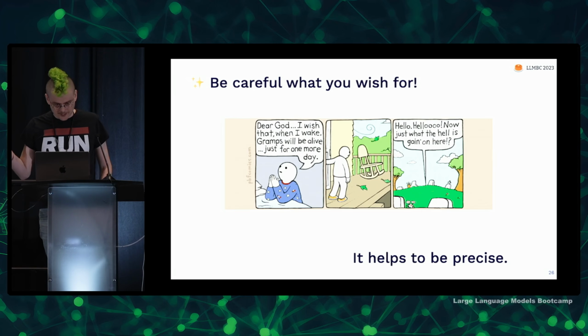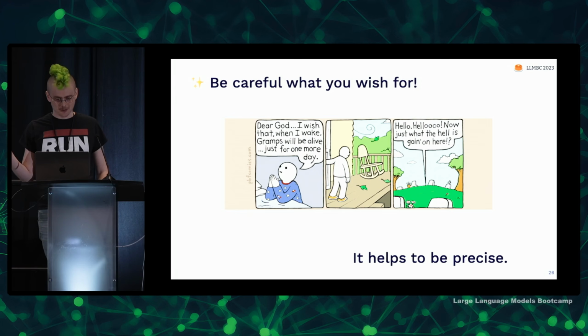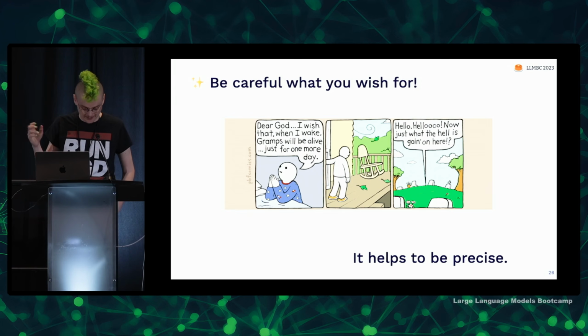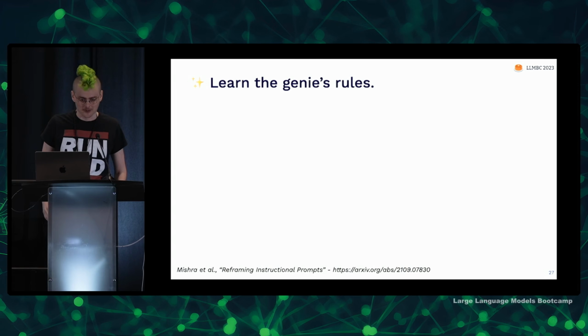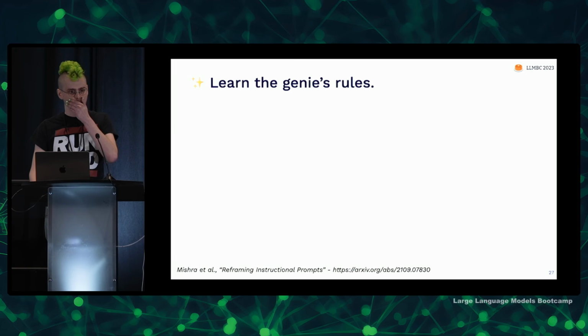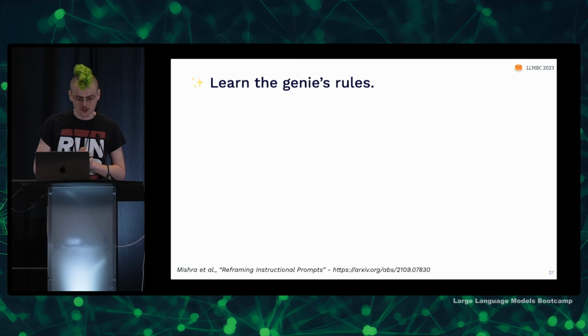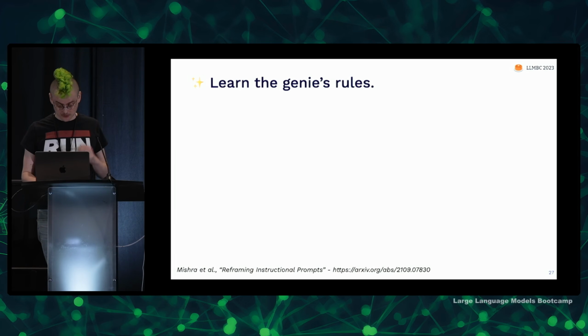The flip side to this is that we know we have to be careful what we wish for. Pretty much every story involving wishes involves something like this comic from Perry Bible Fellowship. If you wish that your grandpa's alive, you better wish that he's out of his grave. So it really helps to be precise when prompting these language models. You want to learn the rules that this genie operates by. Here are some examples from Reframing Instructional Prompts by Mishra et al. It's an incredible paper, and they do a really nice breakdown of failure modes, which is rare but extremely valuable.